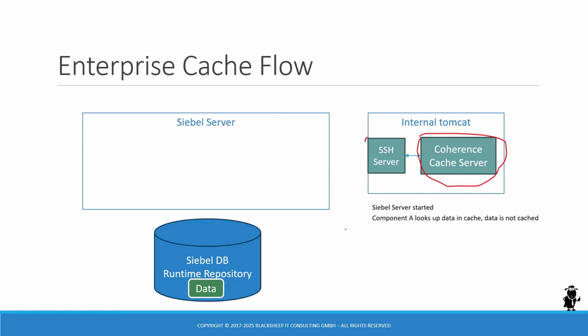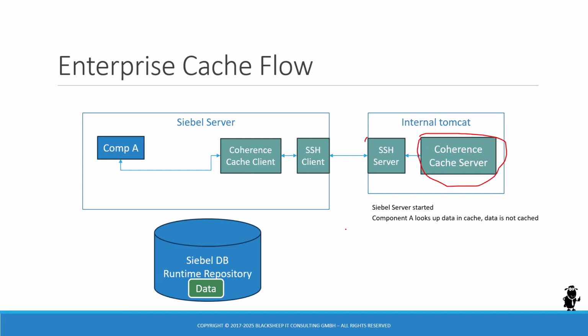FYI, that Coherence cache server is the community version. It's not something a customer has to separately license. We distribute the community version, so it's free. There's no licensing. Even better. Yeah, it doesn't cost a penny.